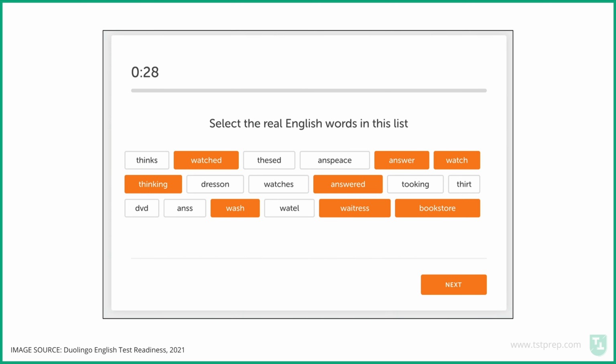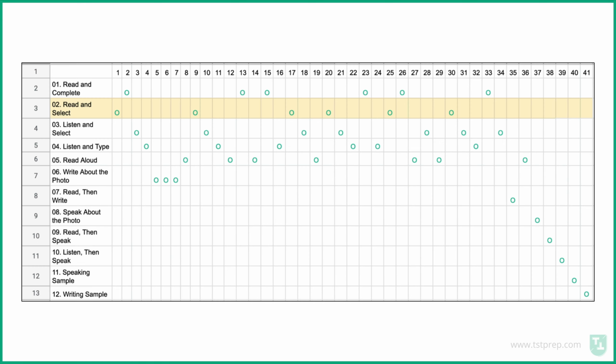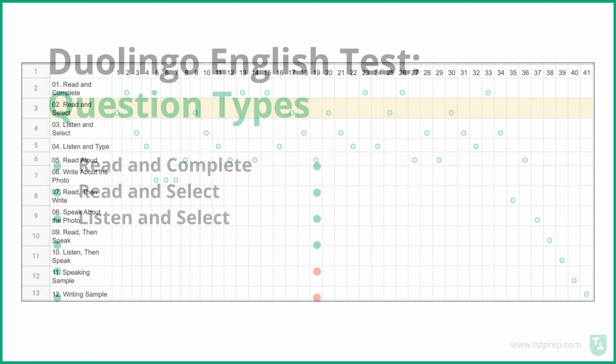Read and select questions look something like this. You have to choose the words that are real. Some words are real, some words are not real. Choose the real words. Again, there are about 6 questions and they are spread out throughout the test.